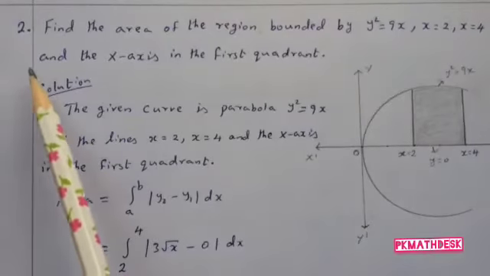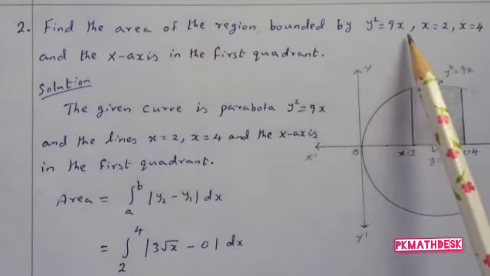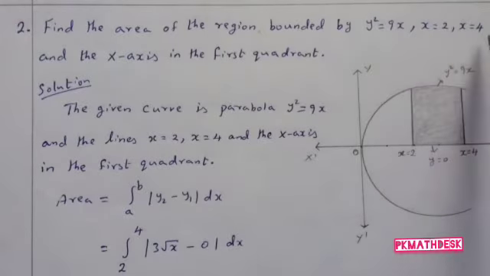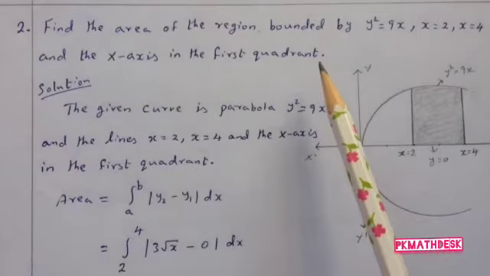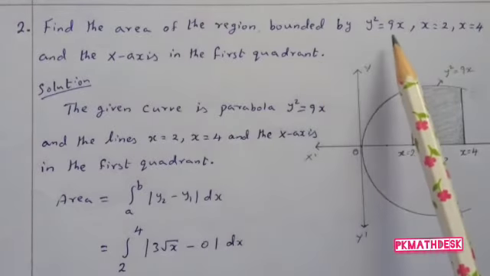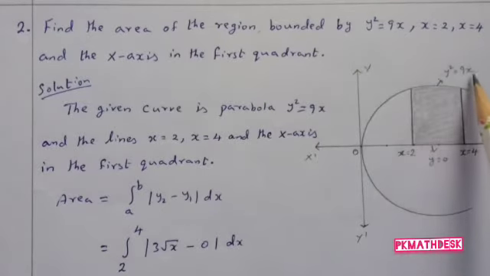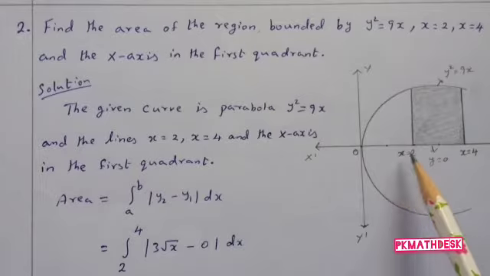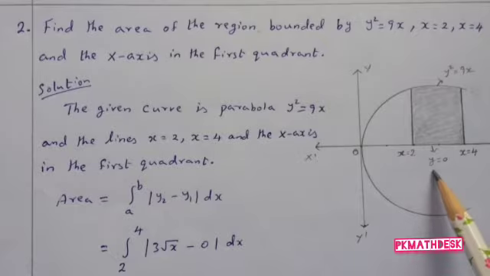Now see the problem number 2. Find the area of the region bounded by y square equal to 9x, x equal to 2, x equal to 4 and the x-axis in the first quadrant. Okay, y square equal to 9x, that is a parabola opening right. That curve is y square equal to 9x. The lines are x equal to 2, x equal to 4. The last one is the x-axis, that means y equal to 0.